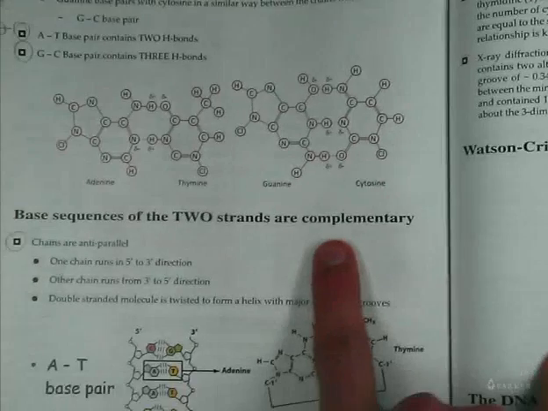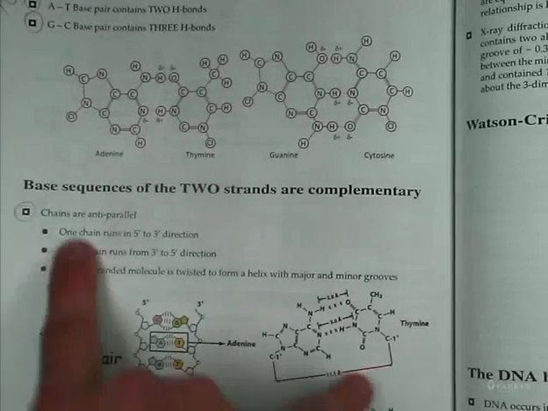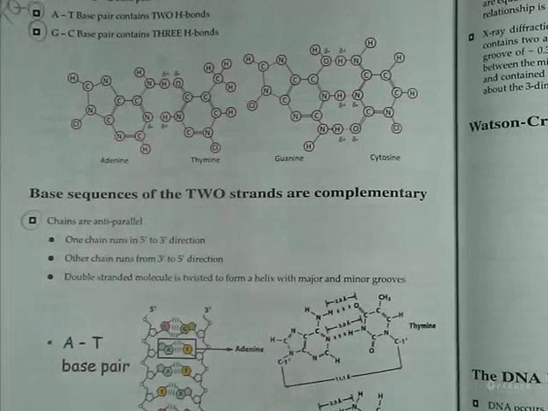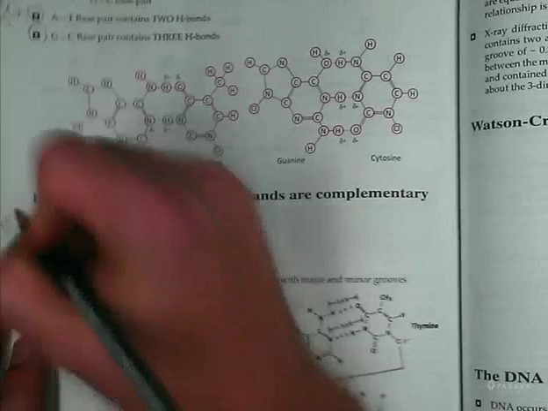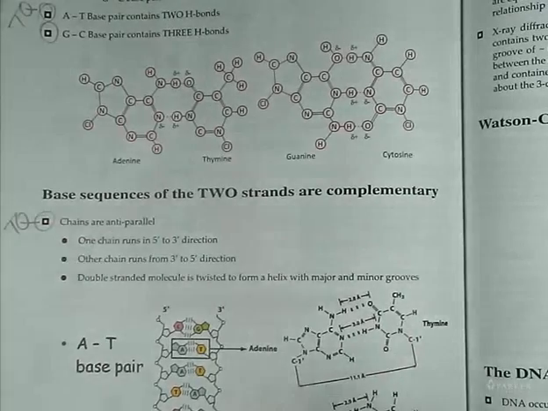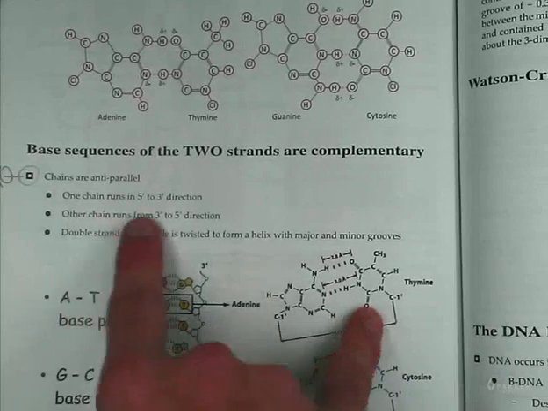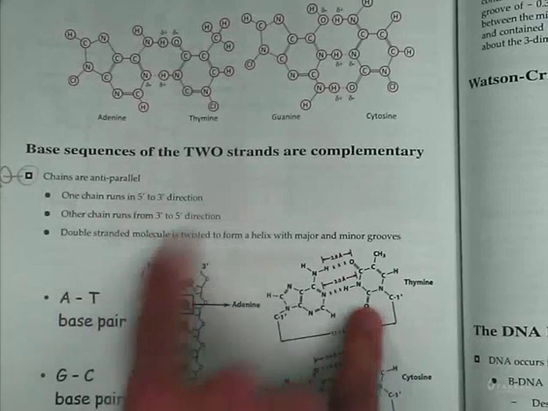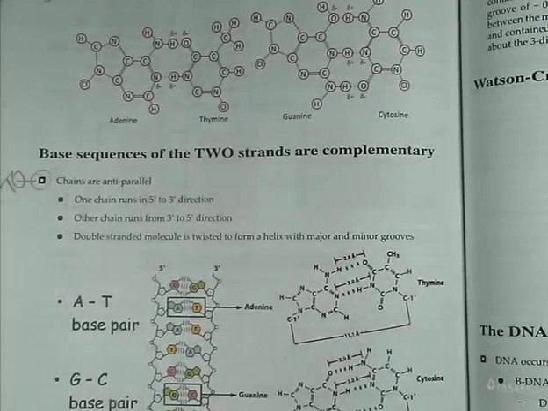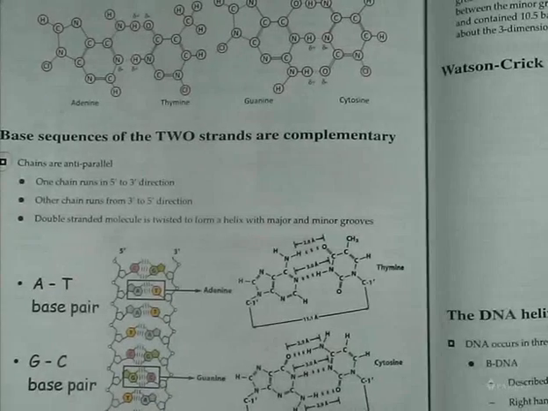The base sequences of the 2 strands are complementary. The chains on a typical DNA strand are anti-parallel. That's another test question. What the heck does that mean? That one chain runs in the 5' to 3' direction, and the other runs in the 3' to 5' direction.